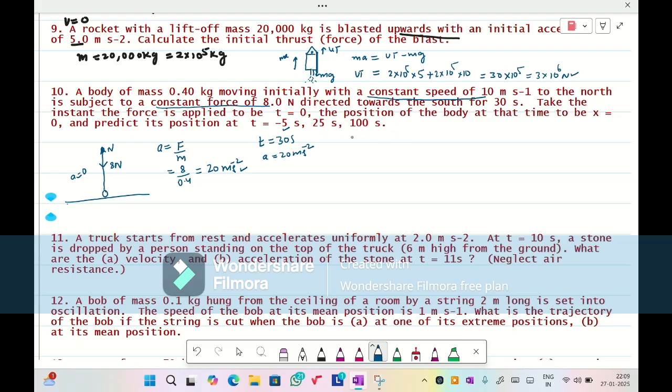Position means displacement in the upward direction, that is x is equal to u into t. That equals 10 into 5, which is 50 meters. So somewhere it is minus 50 meters, upwards. Otherwise, here you can take minus 50 meters onwards as it is coming down. So here this is minus 50, coming like this.